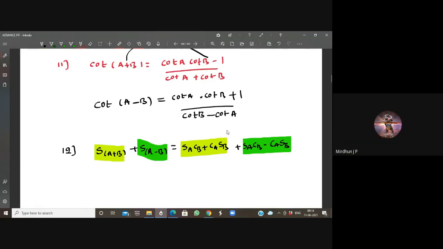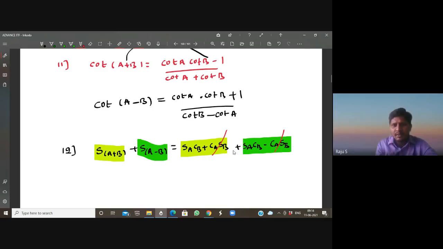The answer will be cos A sin B plus cos A sin B, so finally, what is the answer? 2 times sin A cos B. Am I right? So finally, this is one of the formulas.